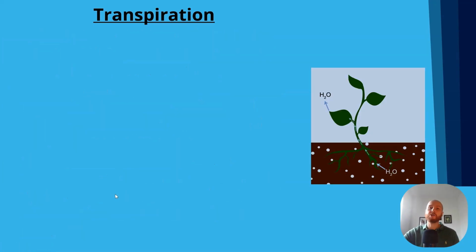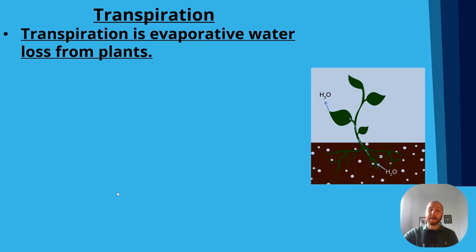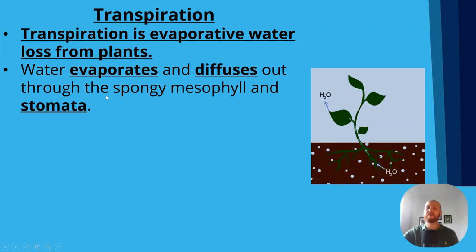Now, transpiration is basically the evaporative water loss from plants. And we can see in the diagram at the right, we have water going in through the root hair cells into the roots, up through the xylem that runs up along the stem, and then out through the bottom of the leaf through the stomata. And water evaporates and diffuses out through the spongy mesophyll and stomata.